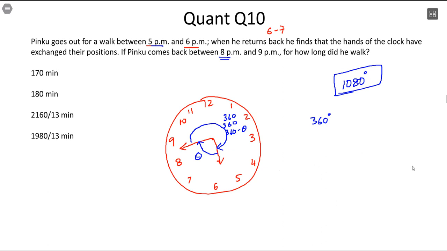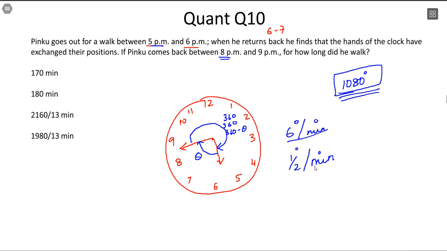I have tried to go to as much detail as I potentially can. Now they have traveled 1080 degrees, but at what rate? See, this is no longer a question of relative speed. This is a question of time and work now. Me and my friend have done 1080 units of work, wherein I work at the rate of 6 degree per minute, and my friend works at the rate of half degree per minute. We are not looking at the relative distance traveled between the two hands of the clock. We are looking at cumulatively they have traveled 1080 degrees.